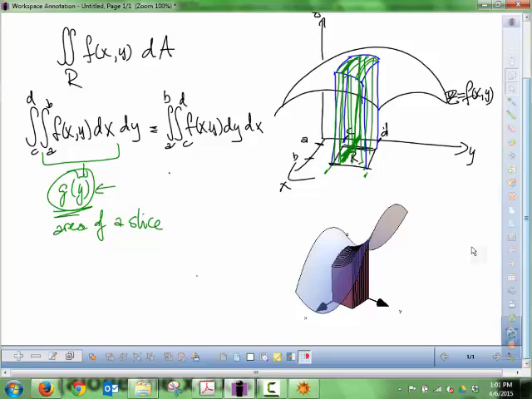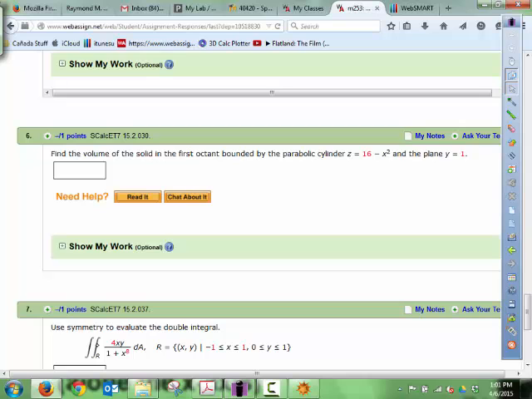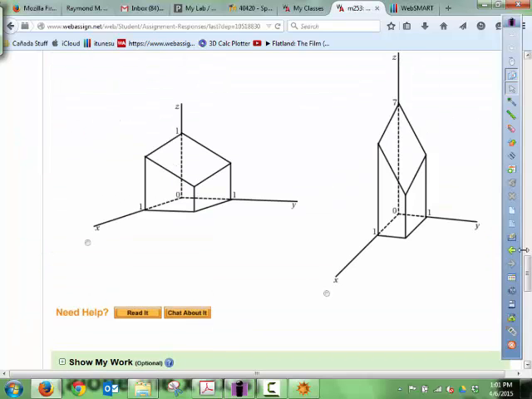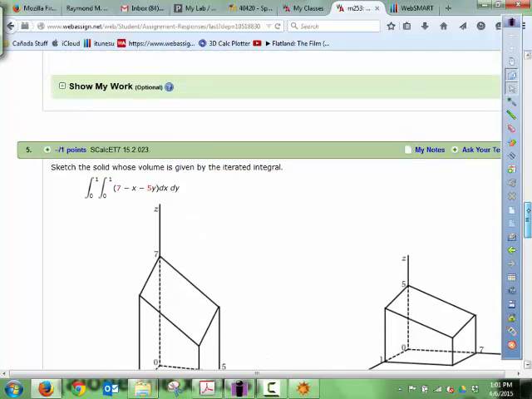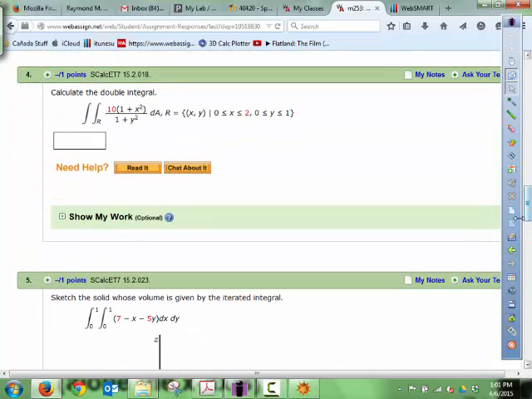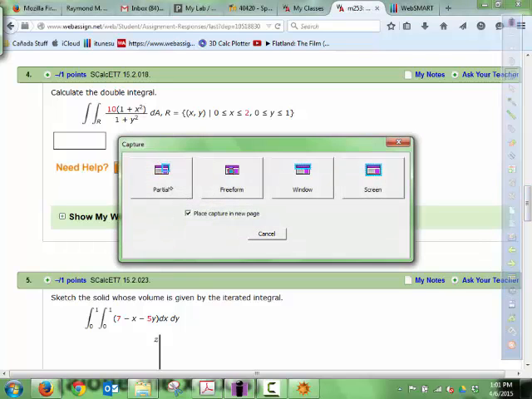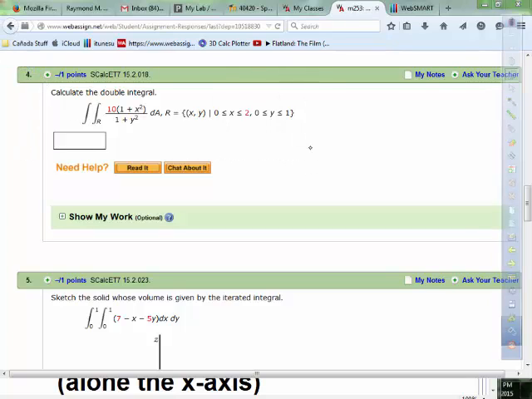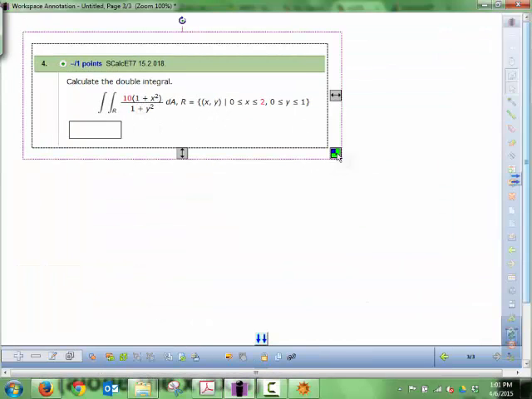Okay, so let's actually do the computations and then talk about general regions where the order of the thing is going to be important. So I was looking at this one. I hope this wasn't too hard. So let's calculate this double integral.